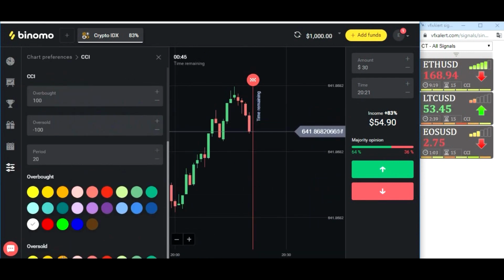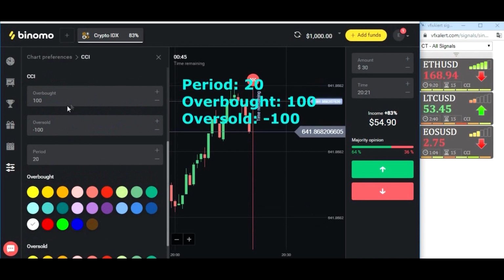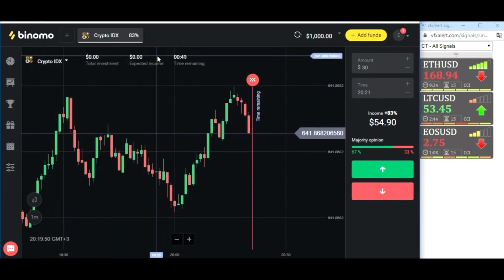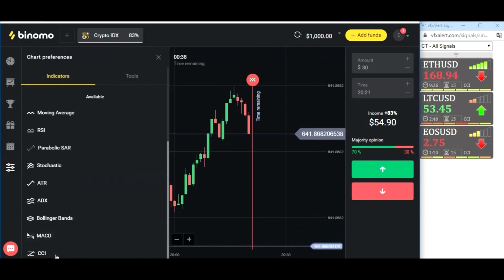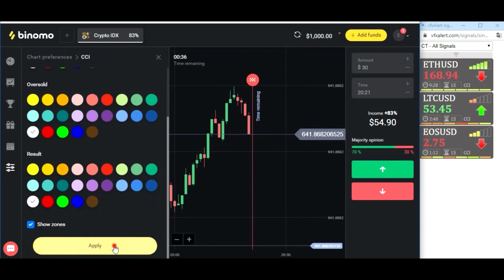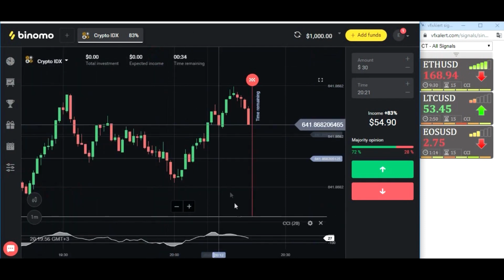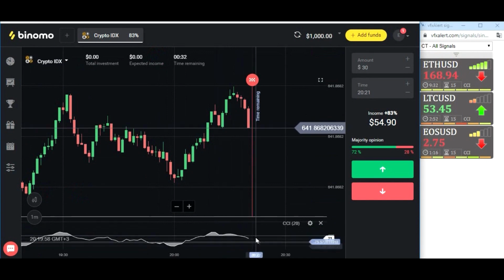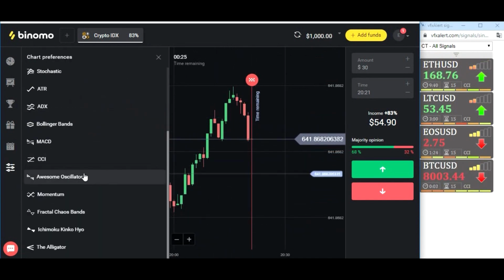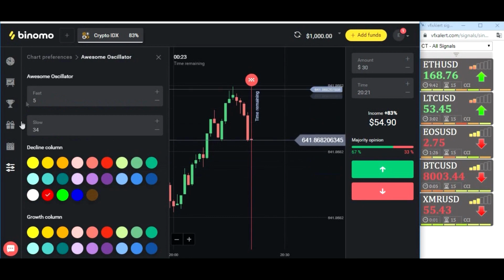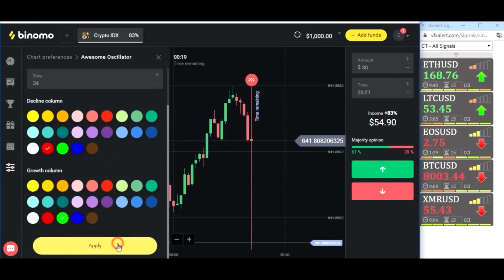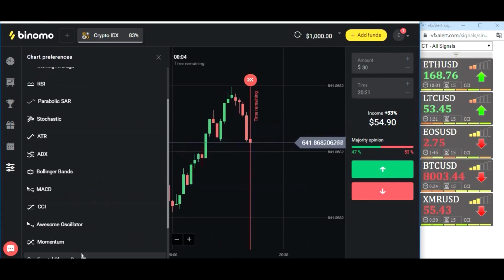9. CCI. Settings. Period 20. Overbought 100. Oversold -100. Usually the instrument is used during a flat, when the market is in a calm state, because it predicts price fluctuations in a certain place. 10. Awesome Oscillator. We leave the default settings. Using this tool, you can determine the strength of the price movement.